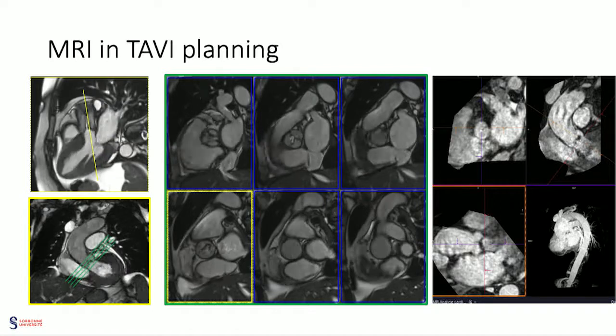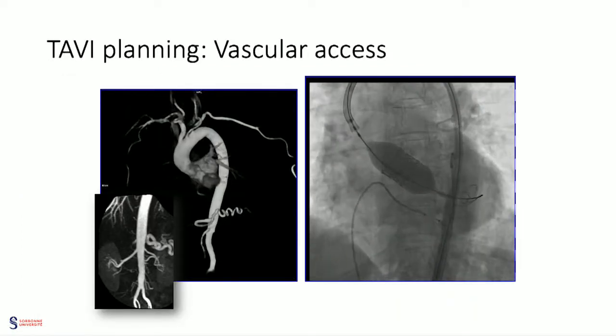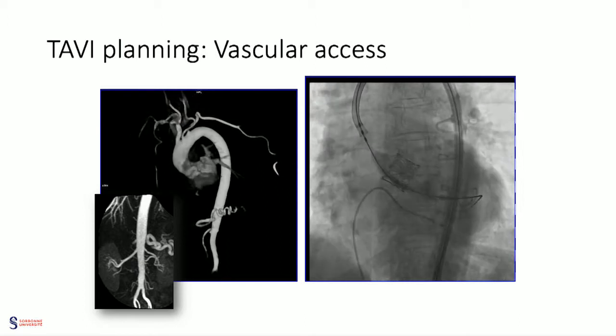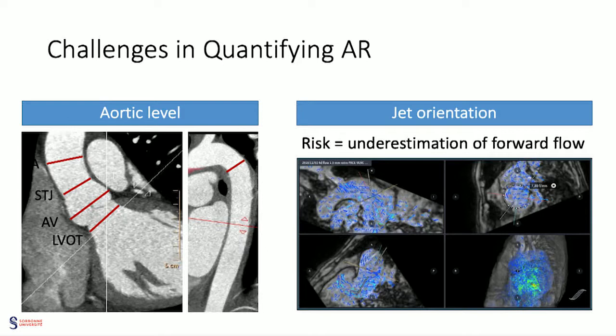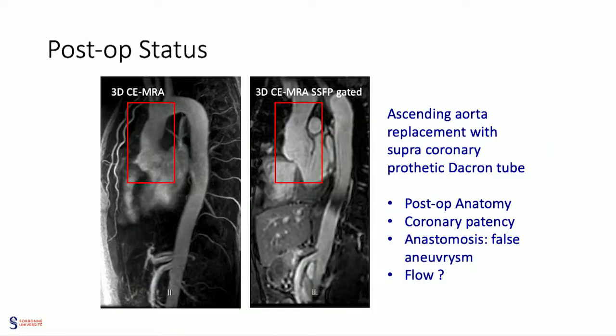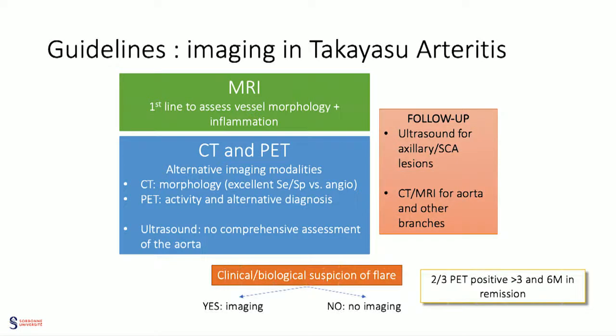Okay. So I'll go on to a conclusion, just to show you this example of the postoperative status in this patient. This is 3D CE MRA. You see blurring here. Very nice acquisition using the 3D SSFP. So in this context, it's highly usable.